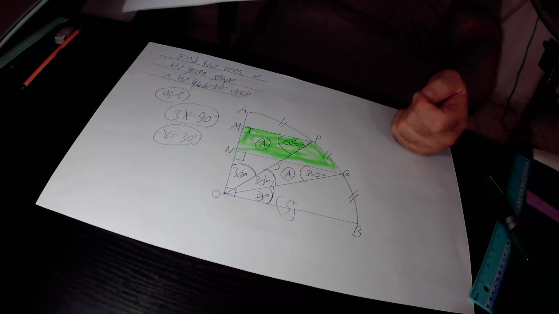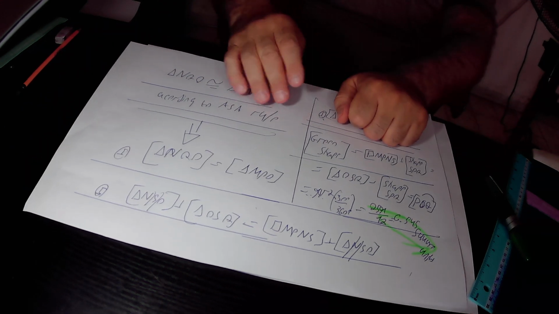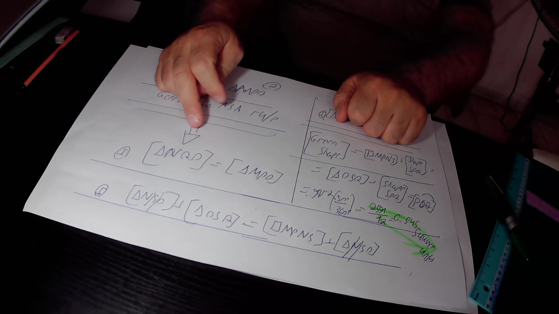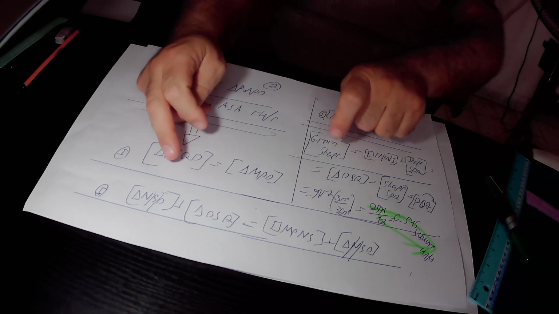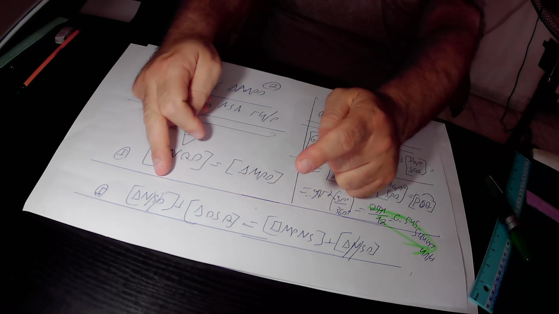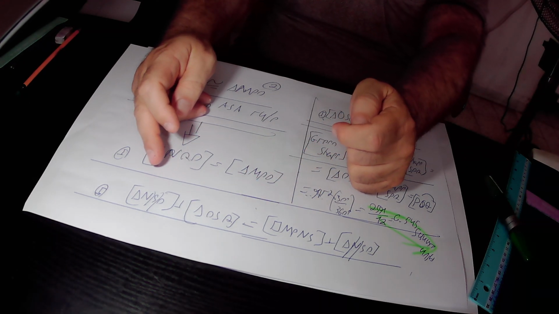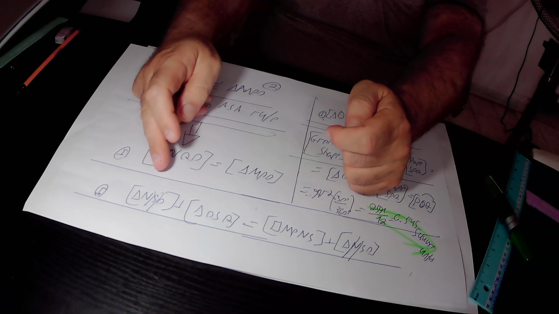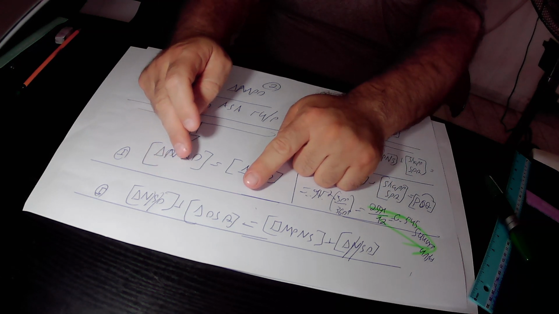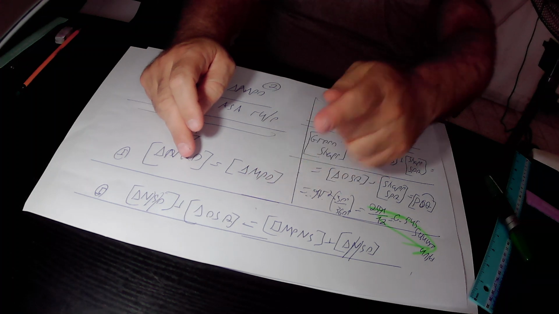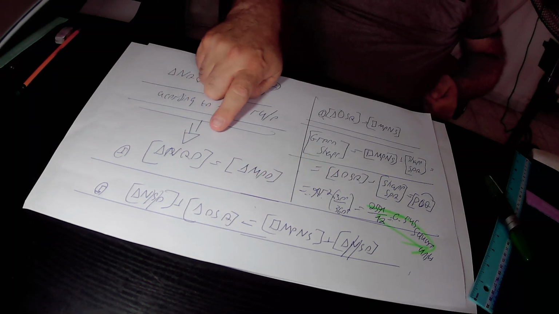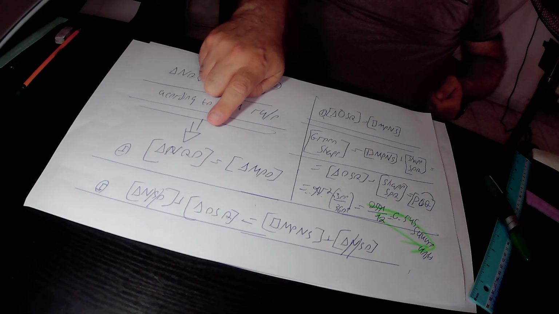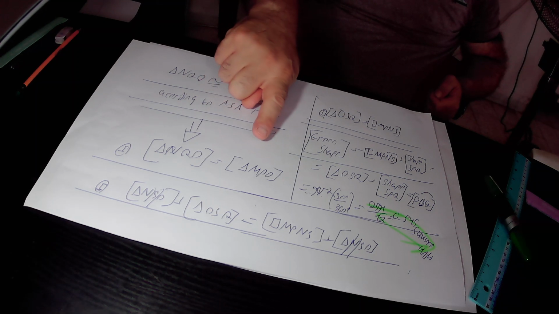That is to say, the area of triangle NQO must be equal to the area of the small right triangle NSO plus the area of the triangle OSQ. And according to equation 1, the area of triangle NQO equals the area of triangle MPO.